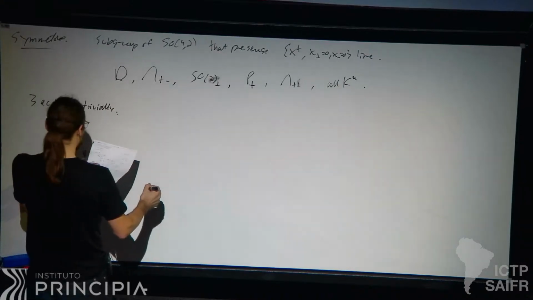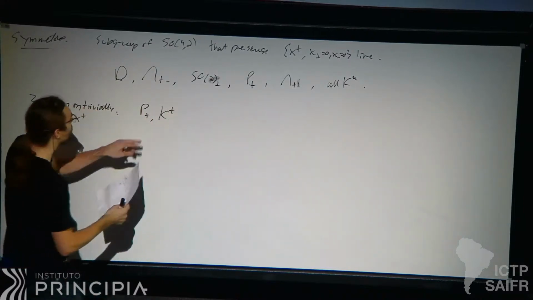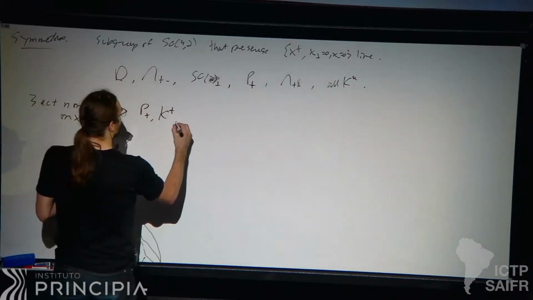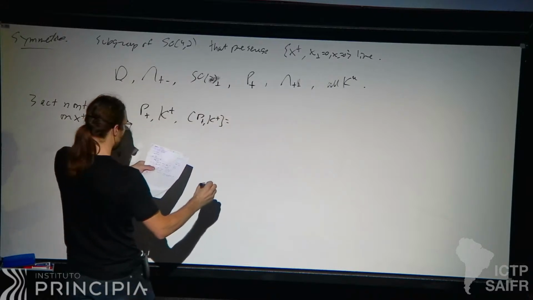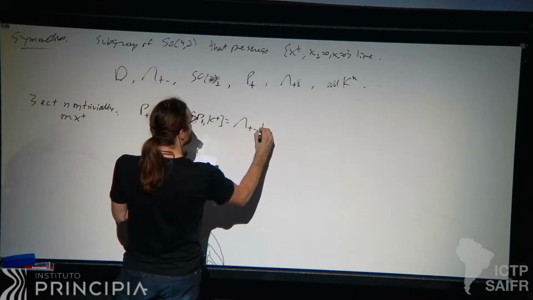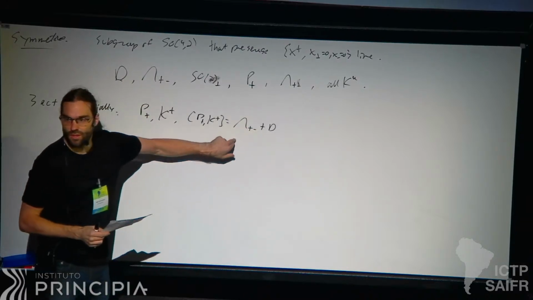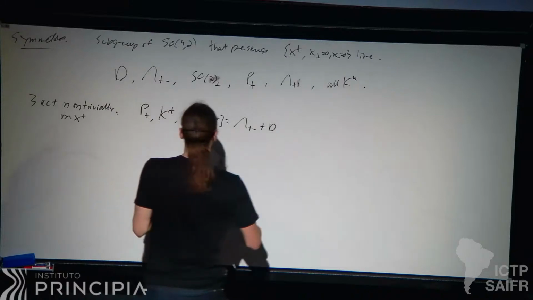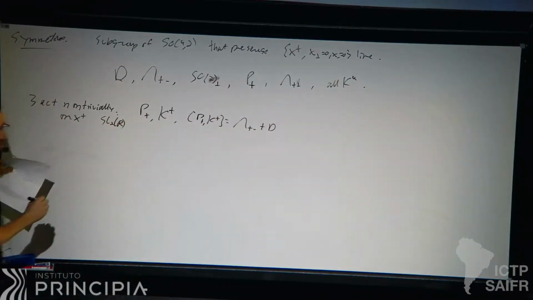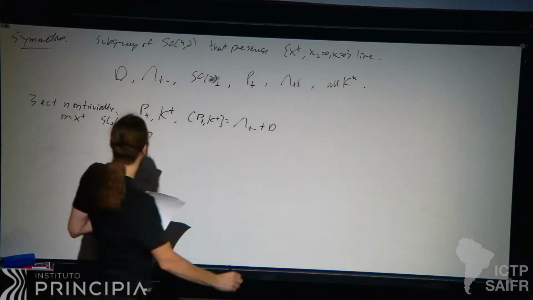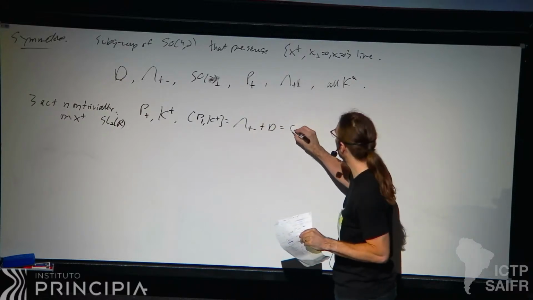So basically you have P plus, K plus, and when you take the commutator of P plus and K plus, you get something that is a combination of dilation and boost. Okay. So these guys form an SL2R algebra, meaning basically that this guy here is called a conformal spin.